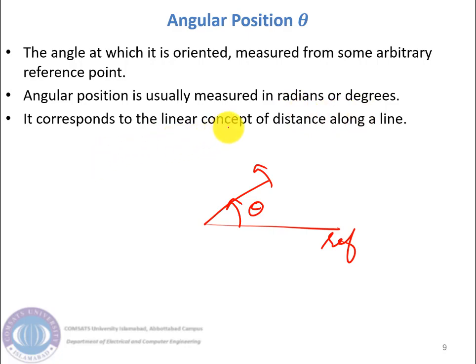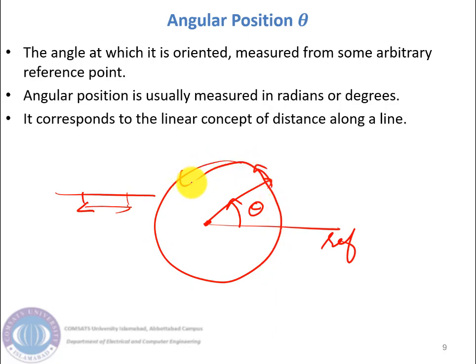Angular position is usually measured in radians or degrees. It corresponds to the linear concept of distance along a line. This is the same as displacement on a linear line between 2 points. But theta obviously is in rotation, because any object or vector is rotating in this motion. So it is continuously rotating, and at any point we can get the position and we name it theta.